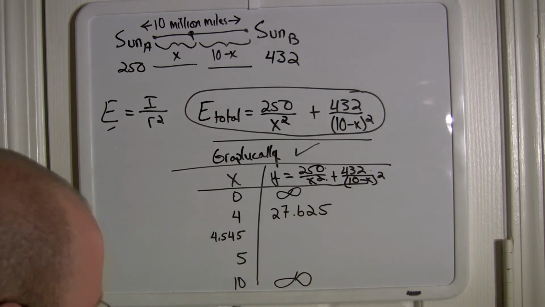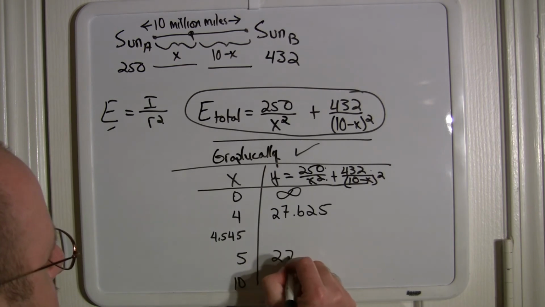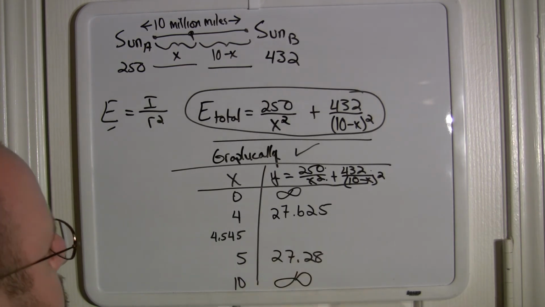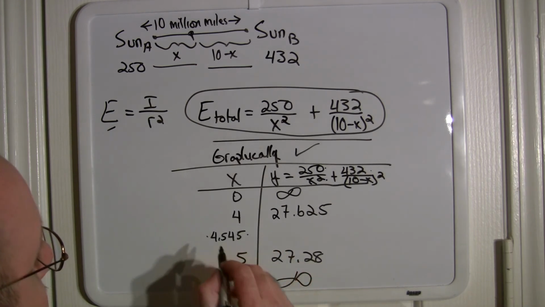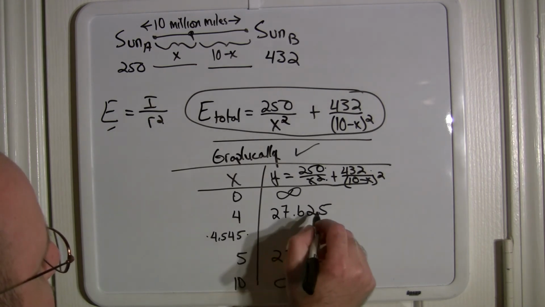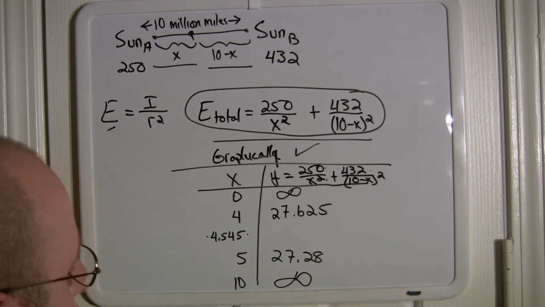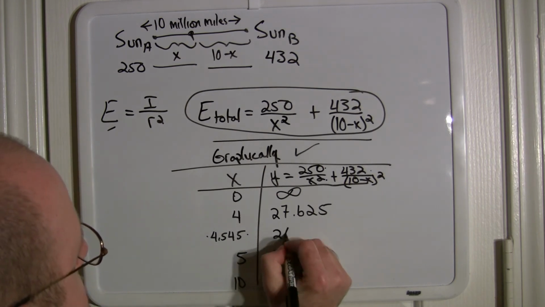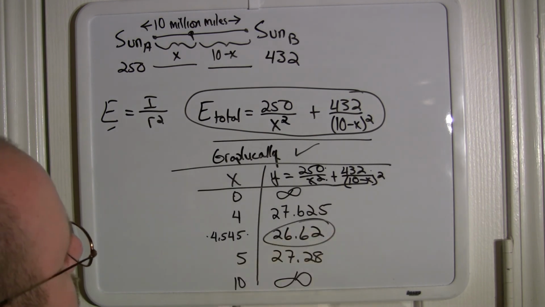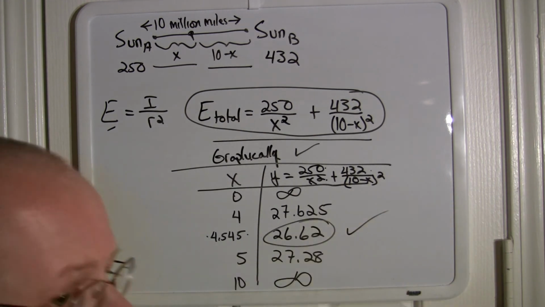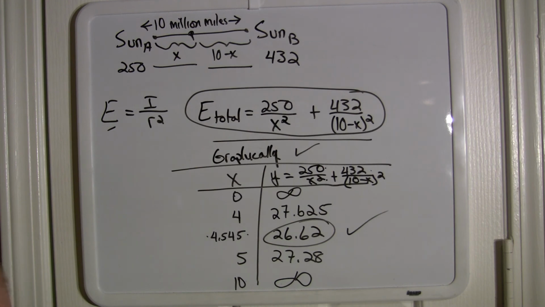And if I plug in 5, it comes out to 27.28. Now, this y value for this x value right here must be lower than either of these in order for our solution to be true, and it is. That is lower. We have now proven it graphically and numerically, and we have found the solution. Thank you very much. May the calculus be with you.